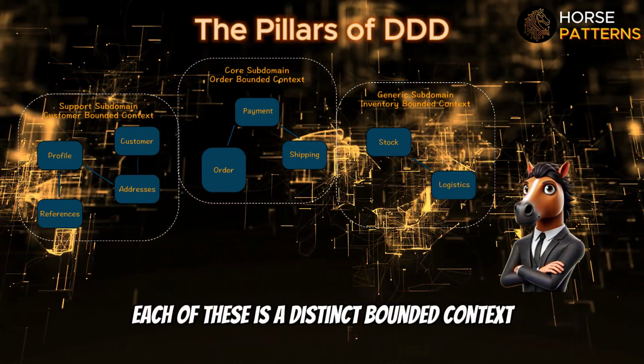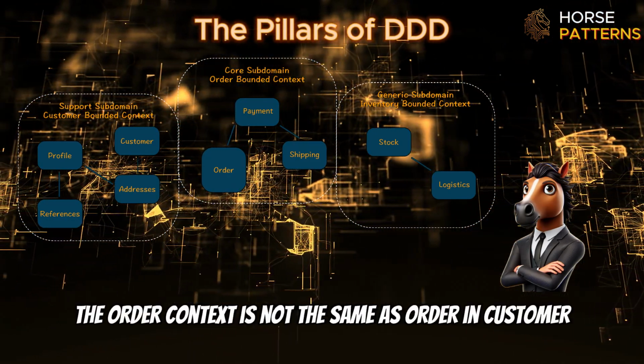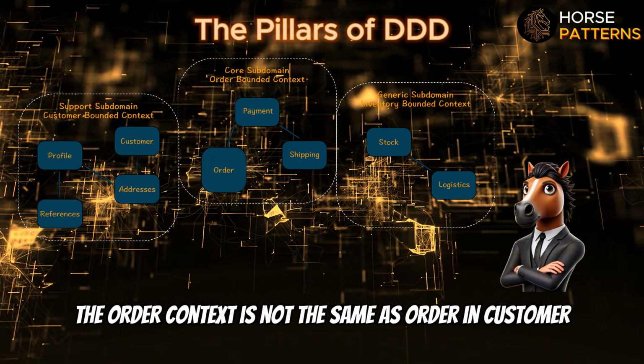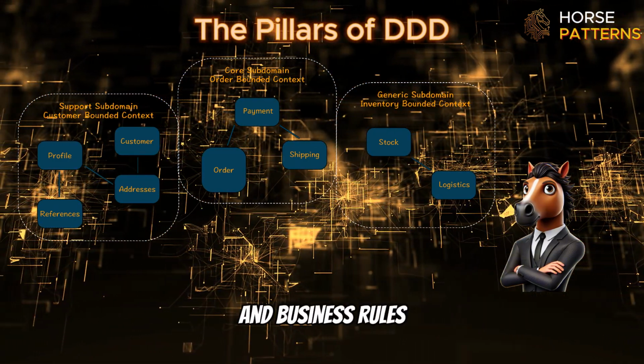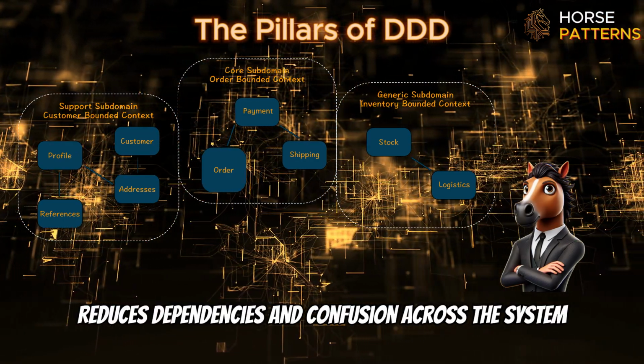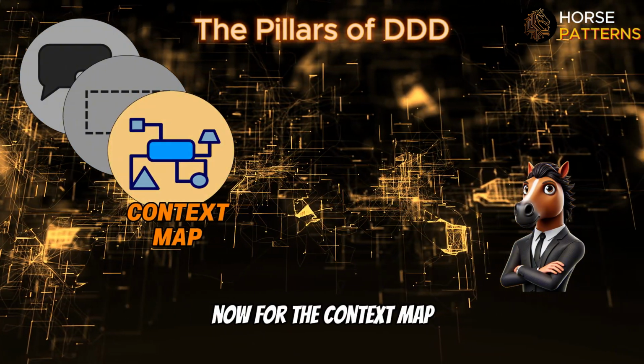Each of these is a distinct bounded context, meaning order in the order context is not the same as order in customer. Each context has its own domain model and business rules. Reduces dependencies and confusion across the system. Now for the context map.